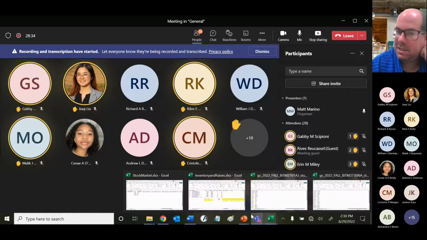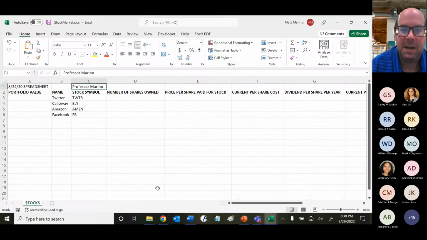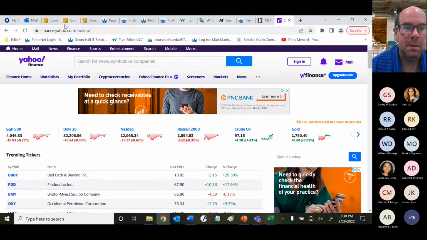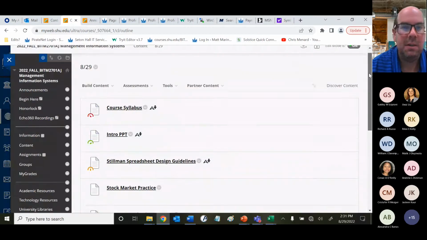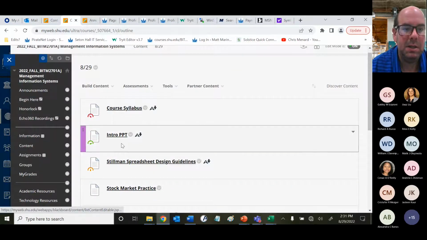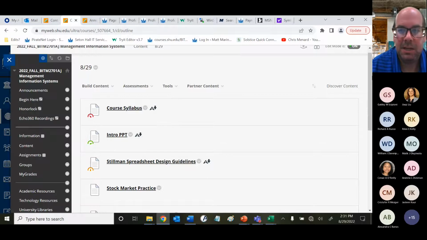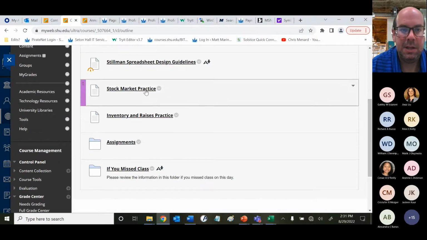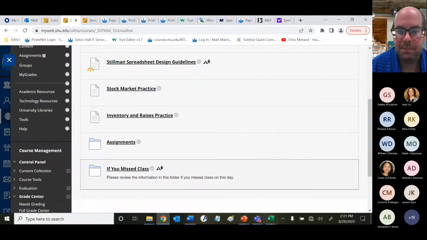So everybody has the stock market Excel file downloaded and opened. Again, if you have it, it's inside content on our Blackboard. Today's folder, 829. Scroll down, click stock market practice.